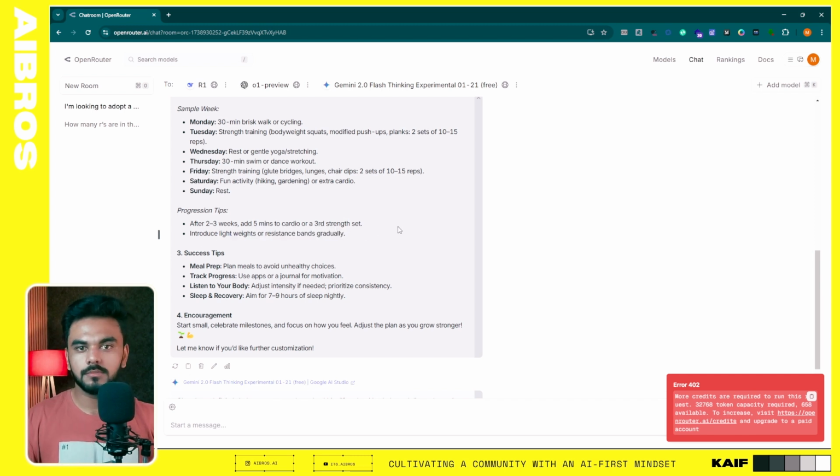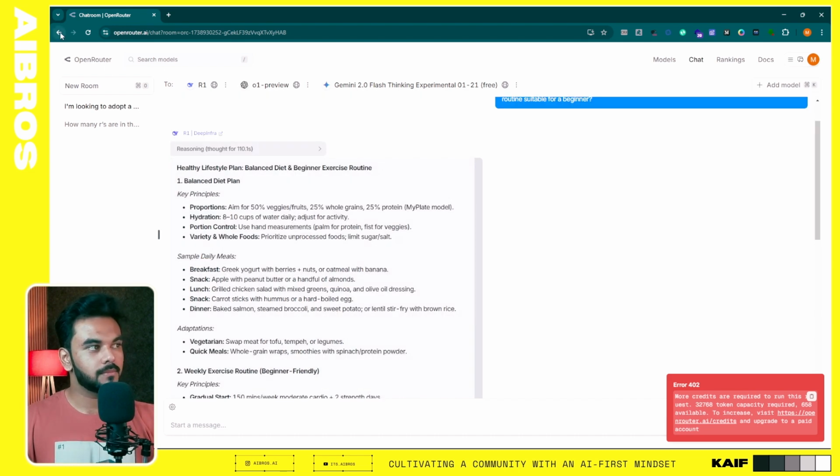Cool. So if we compare the responses given by the two models, I think Gemini 2.0 gave me a descriptive yet motivating answer, whereas R1 gave me a pretty straightforward, but you can say categorized, answer. It distributed my activity based on the days of the week, what I should do on which day, and it gave me progression tips. It gave me some success tips. We also got that in Gemini 2.0, but Gemini 2.0 was a bit descriptive and motivating, whereas R1 gave me a breakdown of how my week should look.